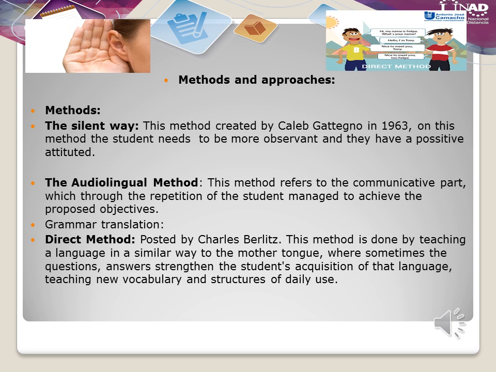Methods and approach. The silent way. This method was created by Gattegno in 1963. In this method, the student needs to be more observant and have a positive attitude. The audiolingual method refers to communicating a part, through repetition, so that the student manages to achieve the proposed objective. Grammar translation.